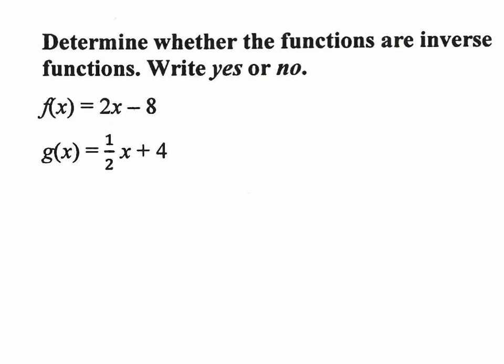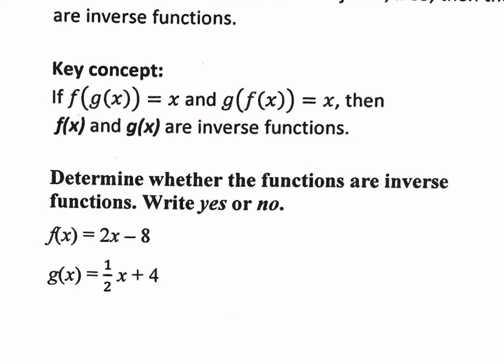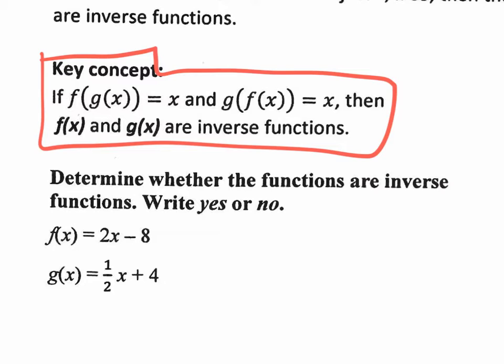So here's the instructions. Determine whether the functions are inverses. Write yes or no. So you could, if you wanted to, call this y, that x, switch them, solve for y, and see if you get this guy. Then you call this y, call this x, switch it, solve for y, and see if you get this guy. Or using the above key concept right here, all you do is plug one of them into the other and make sure that the answer ends up being x.